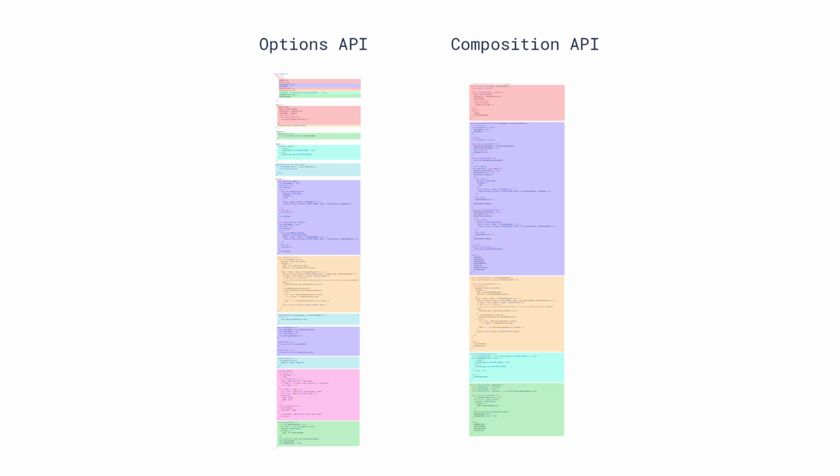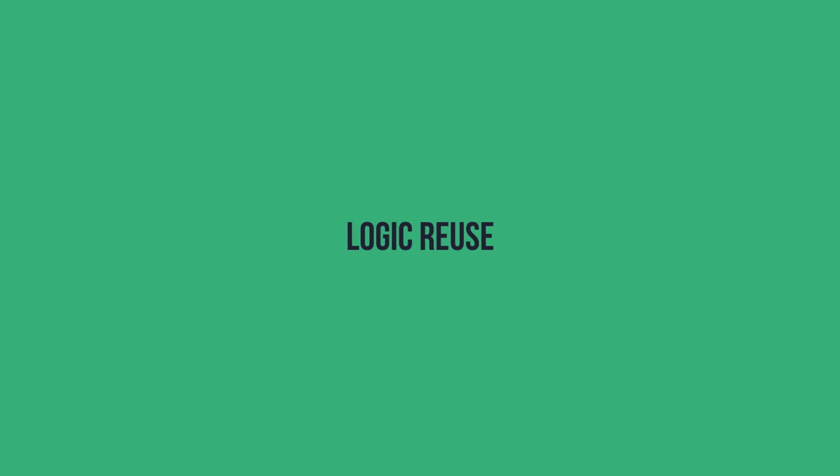So on the left, we have the options API, and on the right, we have the composition API. As you can see, everything on the left is done by options, whereas on the right each of those color codes are features. So if we wanted to work on one specific feature, you can see that that might be a lot easier to do in the composition API.